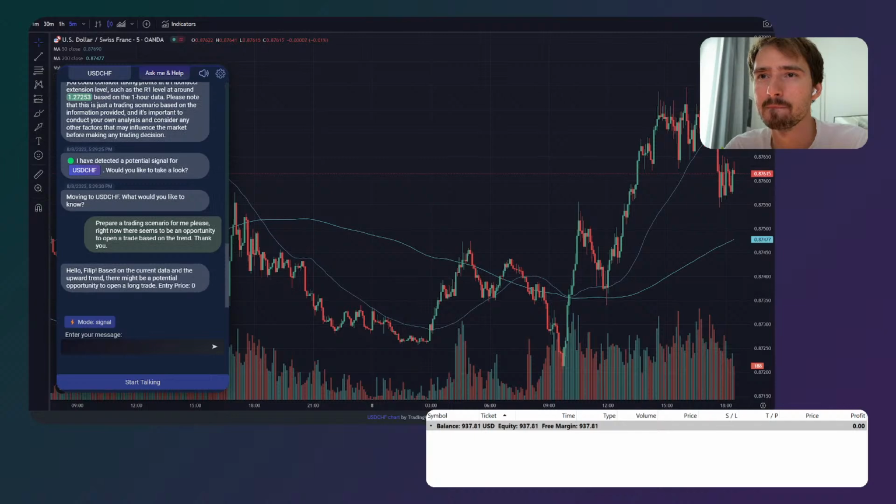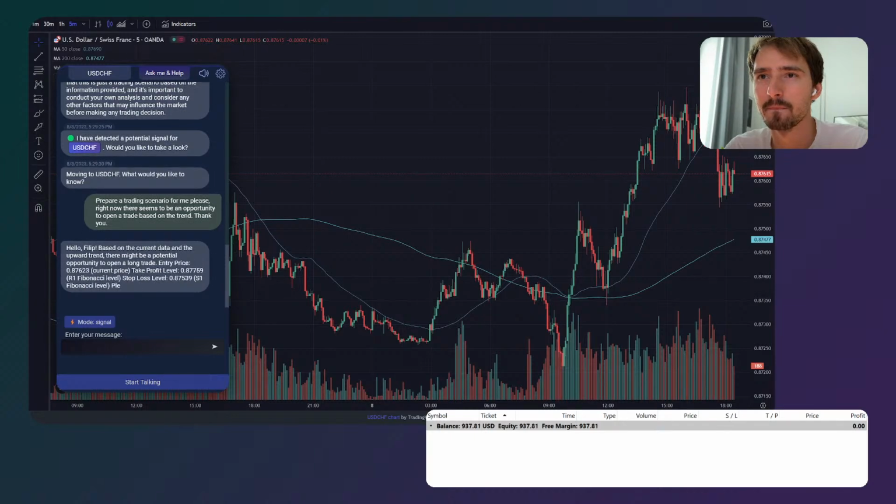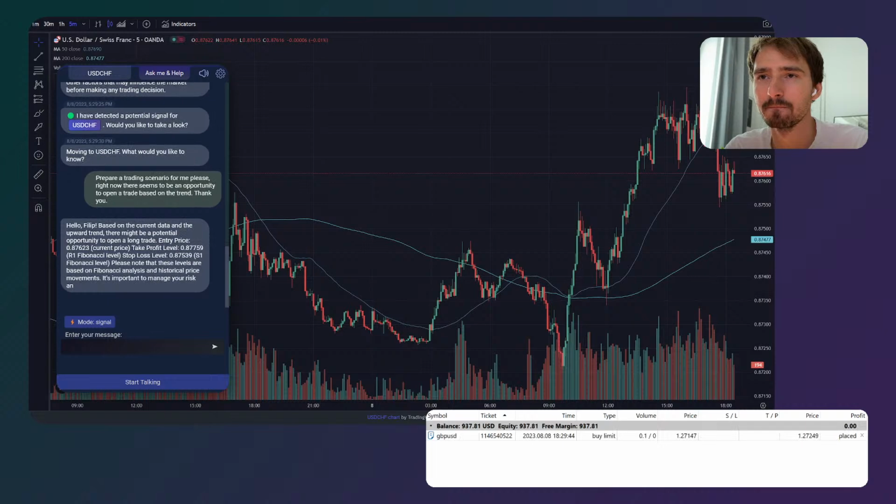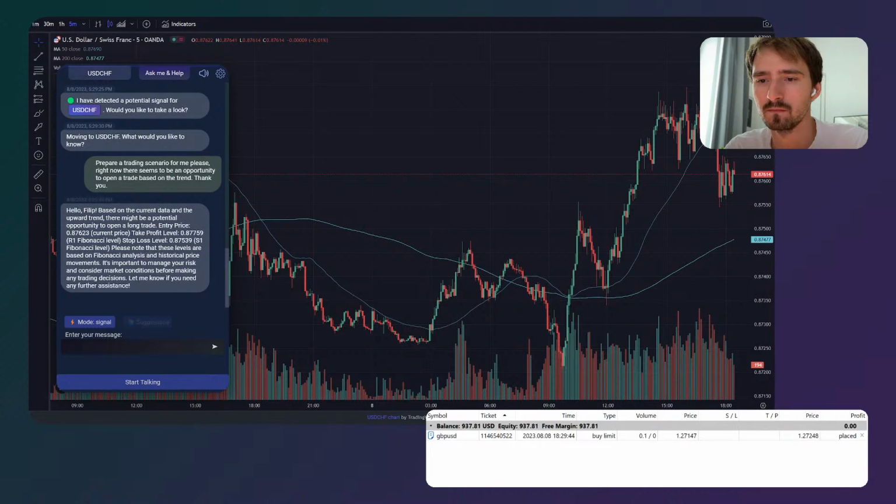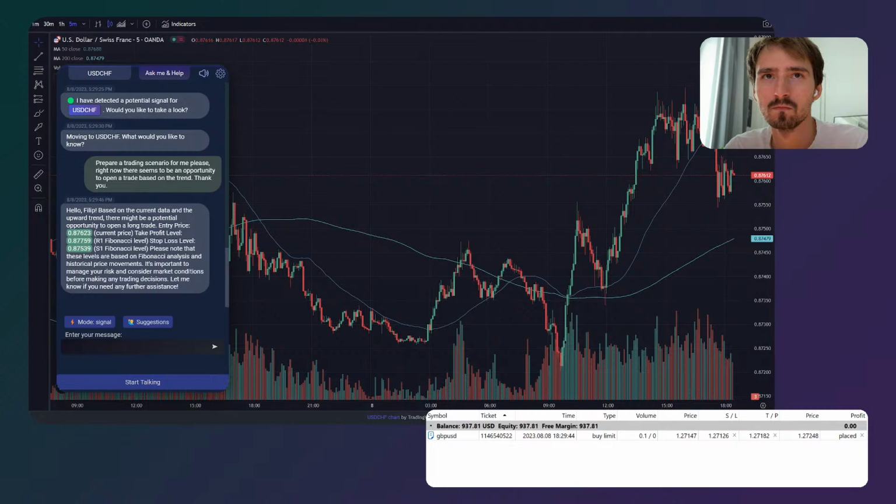Hello, Philip. Based on the current data and the upward trend, there might be a potential opportunity to open a long trade. Entry price, 0.87623, current price. Take profit level, 0.87759, R1 Fibonacci level. Stop loss level, 0.87539, S1 Fibonacci level. Please note that these levels are based on Fibonacci analysis and historical price movements. It's important to manage your risk and consider market conditions before making any trading decisions. Let me know if you need any further assistance.